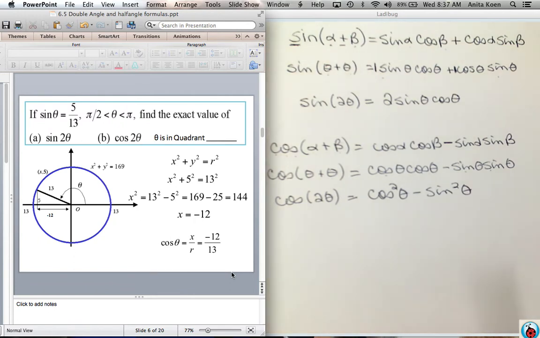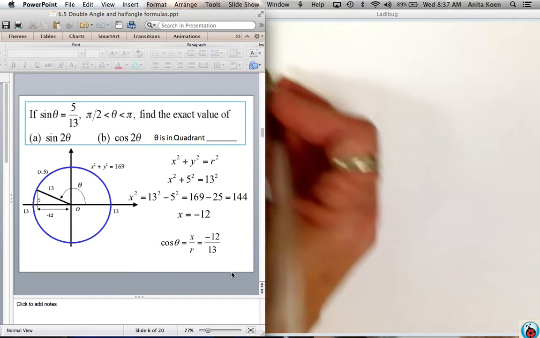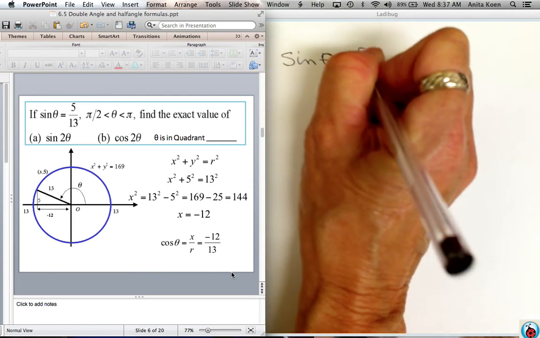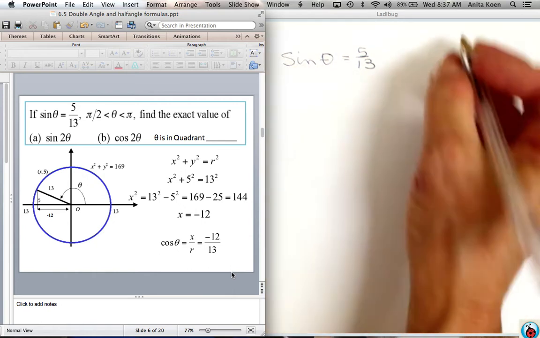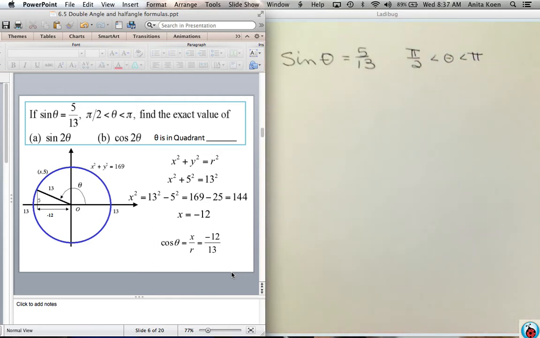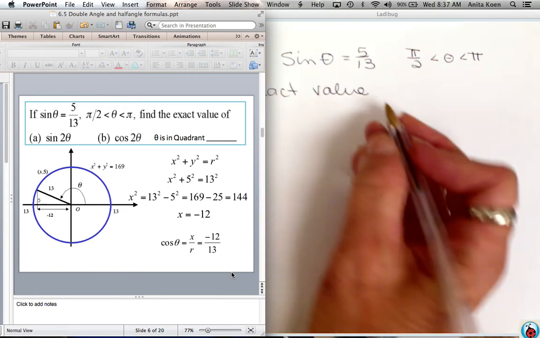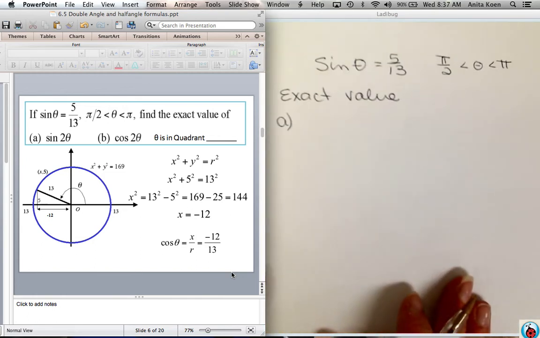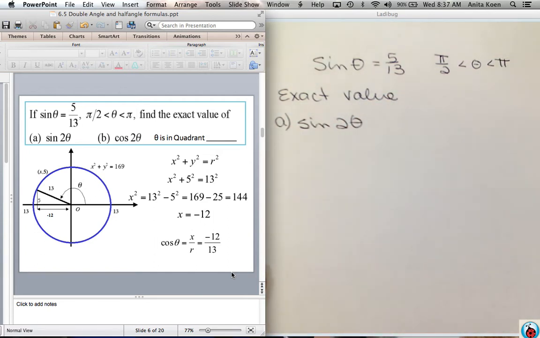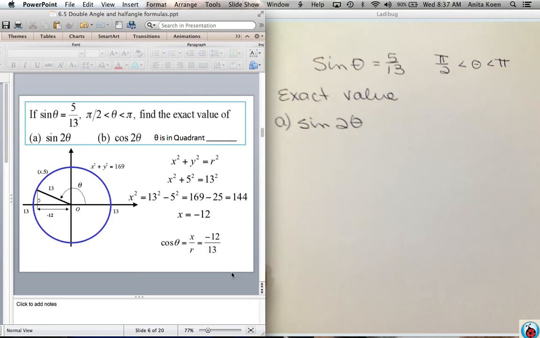Okay, now let's look at an example. So let me move this so that you can have a fresh sheet to look at. It says if the sine of theta is 5/13, and we know that theta is between pi over 2 and pi, we have to find the exact value of, first, the exact value of the sine of 2 theta. Okay? All right, and then we're going to come back and find the cosine of 2 theta.